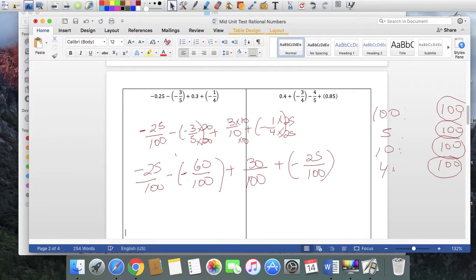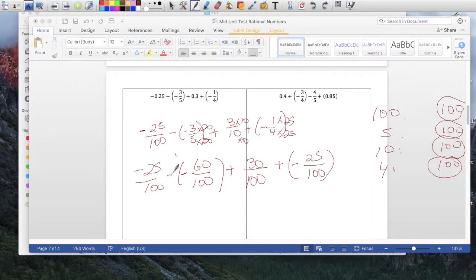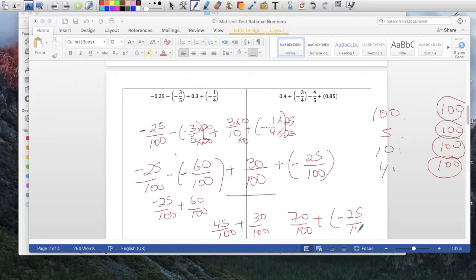Okay, so these two, it's negative 25 over 100 plus 60 over 100, right? We got to change this, right? So who wins? These guys are going to win. So 60 minus 25 is 45 over 100, positive. I'm going to add these two, plus 30 over 100, and that gives us 45 plus 70, positive and positive, so positive 70 over 100.